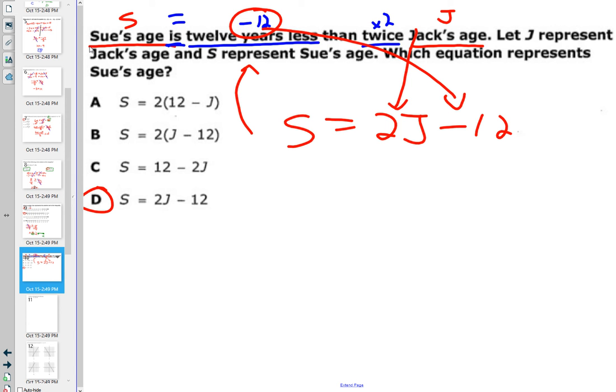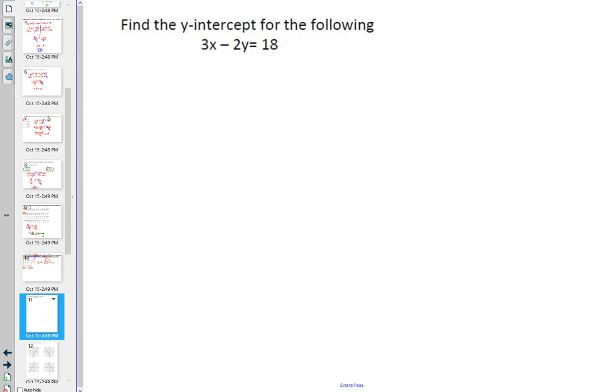I mean, the way I wanted to phrase it was, how old was Sue when Jack was born? Because I wanted you to recognize it would be the y-intercept. But no, nobody can be negative 12 years old. No, you have it backwards. Jack was 6 when Sue was born. Jack was born first.